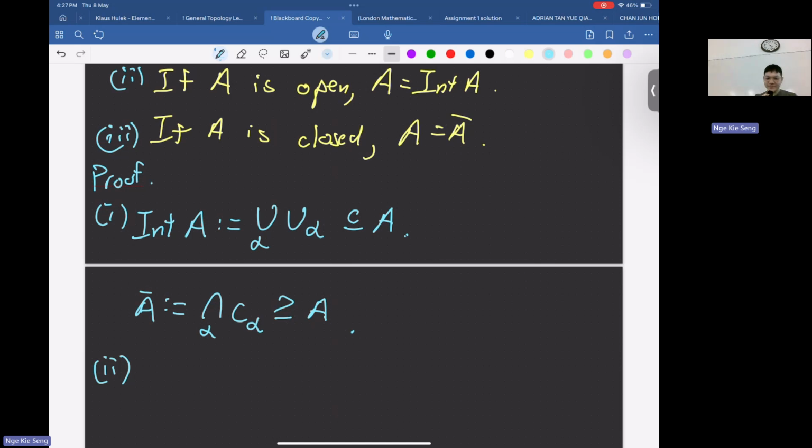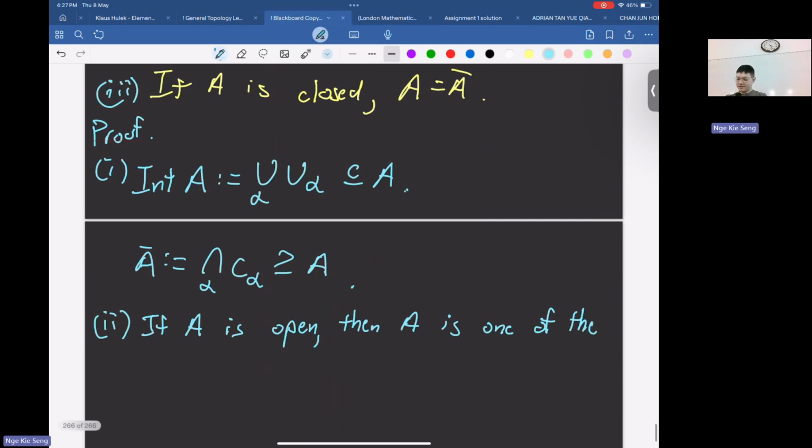Okay. How about if A is open, then the interior of A equals A. We are just left with the other direction. If A is open, what does it mean? The interior of A is the union of all open sets. A is already one of the open sets. So A is inside your union. Correct or not? So you get both directions.